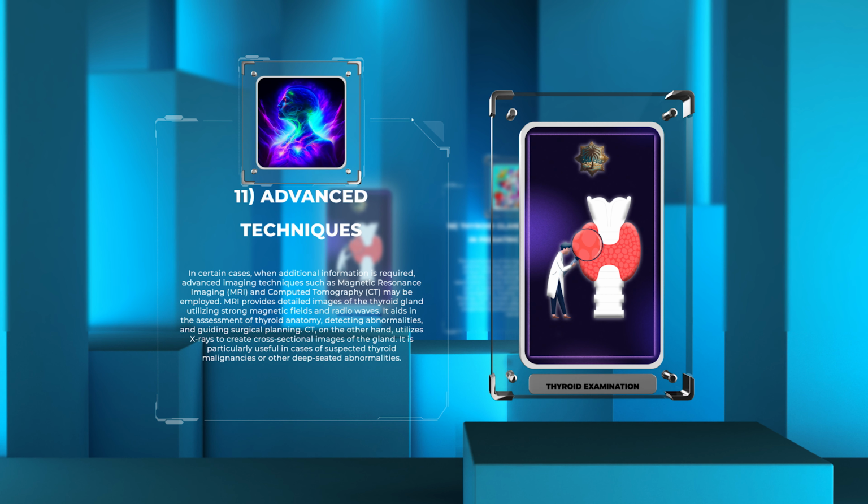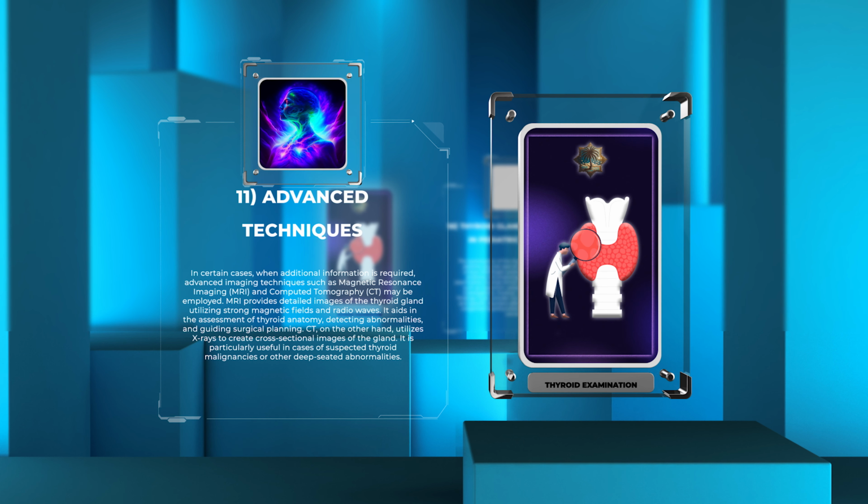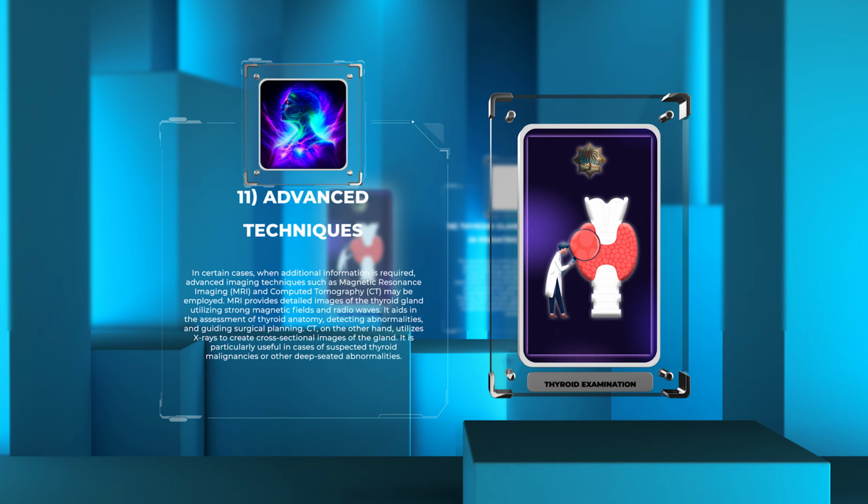MRI provides detailed images of the thyroid gland utilizing strong magnetic fields and radio waves. It aids in the assessment of thyroid anatomy, detecting abnormalities, and guiding surgical planning. CT, on the other hand, utilizes X-rays to create cross-sectional images of the gland. It is particularly useful in cases of suspected thyroid malignancies or other deep-seated abnormalities.